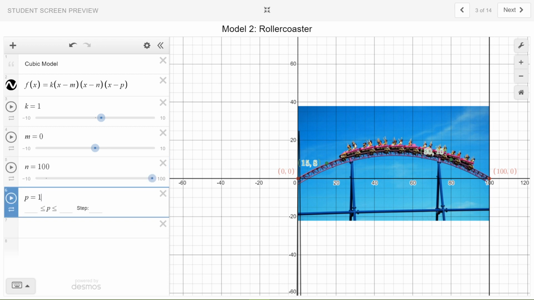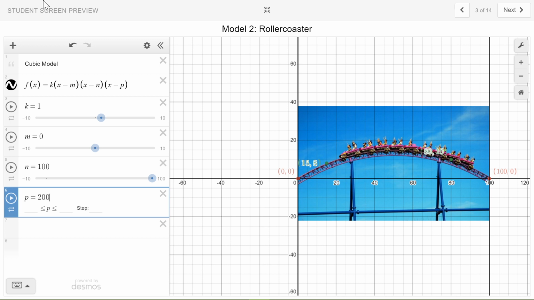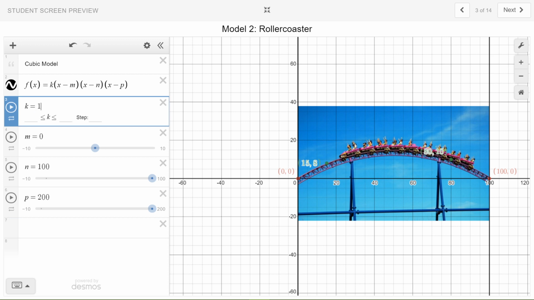And p, because I feel this model is quite symmetric, I am going to do something quite big. But because my arch is symmetric, let's try something like 200, see what happens. Okay, so one intercept is at 0, 0, one is at 100, 0, one is at 200, 0. But now I have to drop k. So I'm going to make k 0.001. That's too small. I'll make that 5. And would you look at that? I have a model.